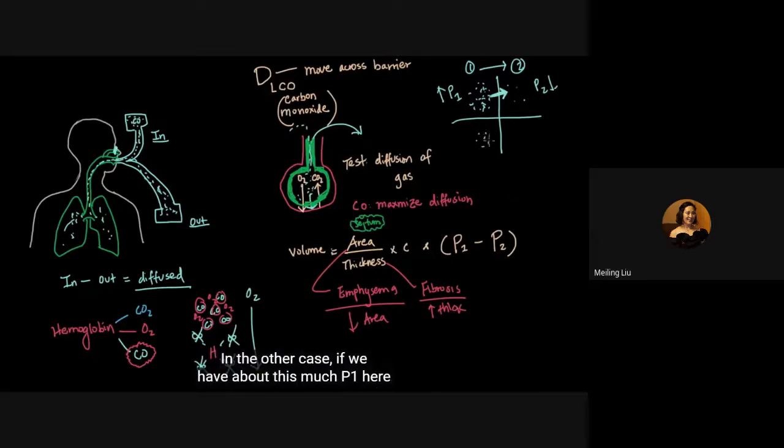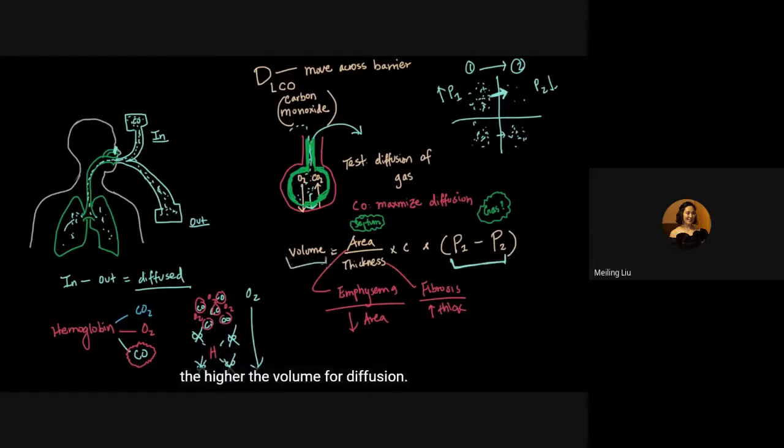In the other case, if we have about this much P1 here and then P2 is about the same, then this drive is going to be very small. There's not that much force pushing it over. So that's the same concept here, P1 minus P2. It's asking what's the difference in the gas in the airspace versus in the blood. So really the question is how much gas did we get into the area? How much gas was Mr. D able to breathe into his alveolus? I mean, P2 here should be about 0. There should be no carbon monoxide in your blood. So if you breathe a lot of it in, then the P1 minus P2 will be large. The more of a difference between P1 and P2, the higher the volume for diffusion.